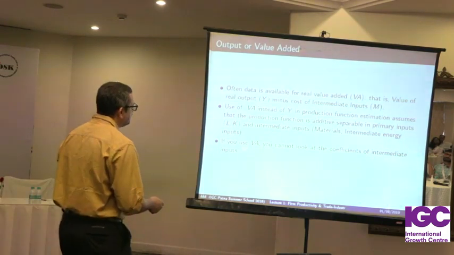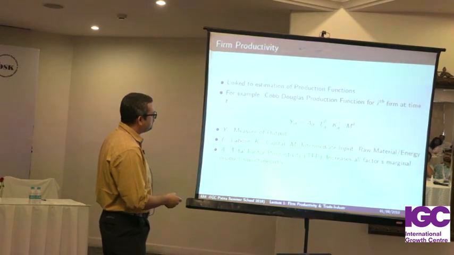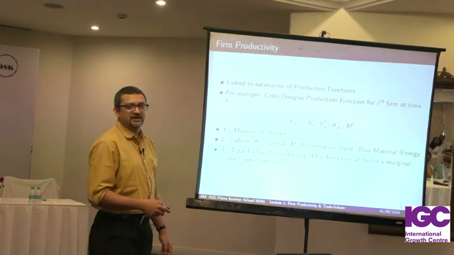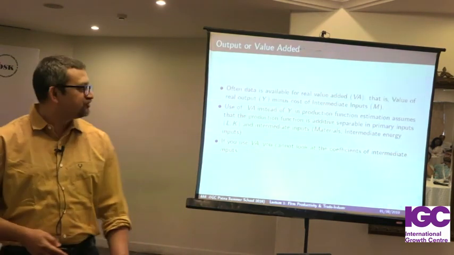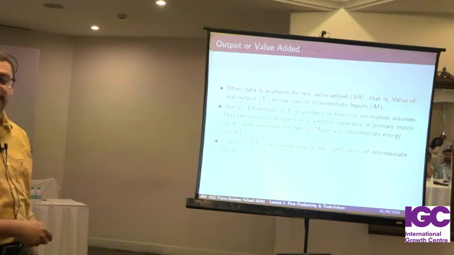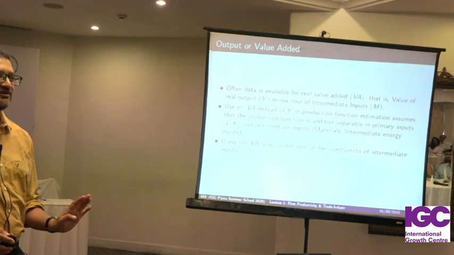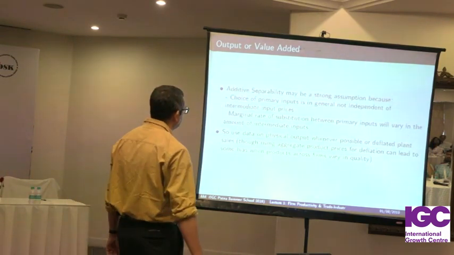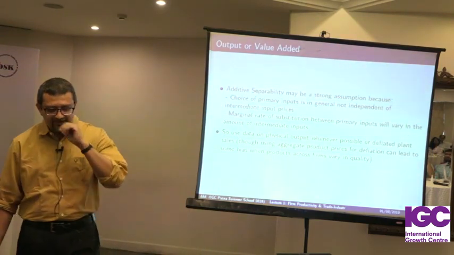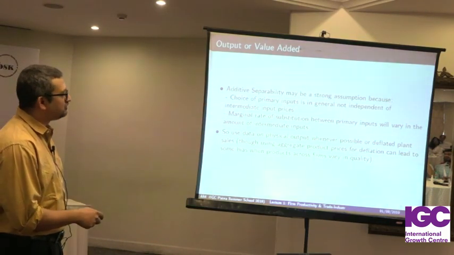Okay. Of course, if you use value added and then run a regression on L, K and M, that is garbage because already you have taken out the impact of M, right. So you cannot look at the coefficient of the intermediate input. These are from various theses that I have examined over the years. I have seen people do these kind of things. So, just letting you know. So additive separability is a strong assumption because the choice of primary, so what are you doing?